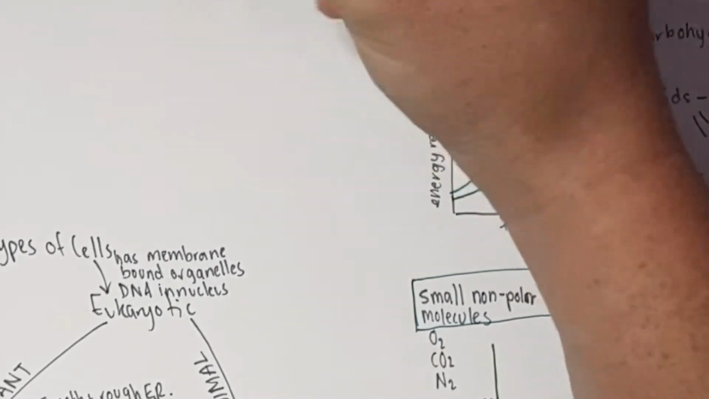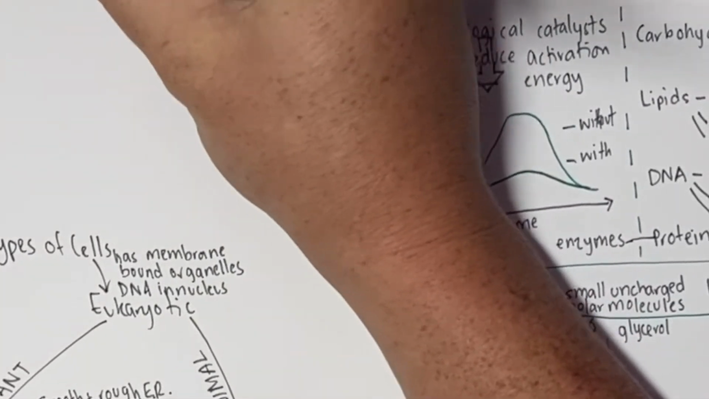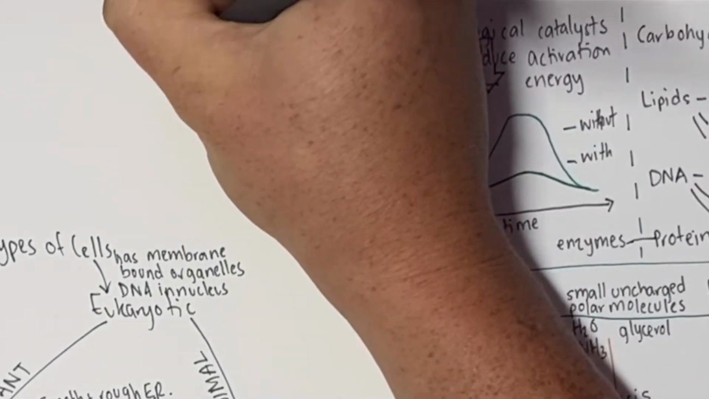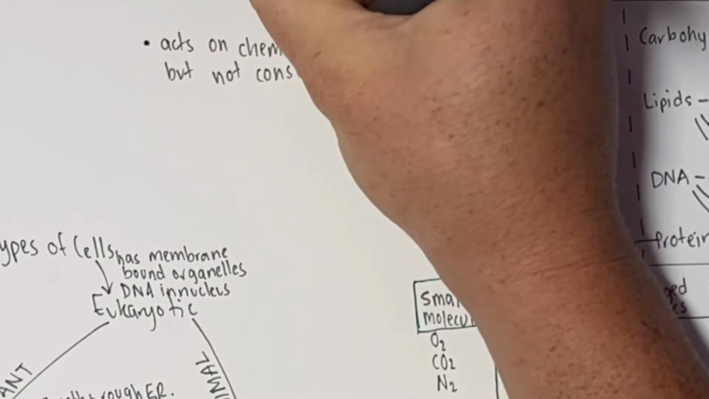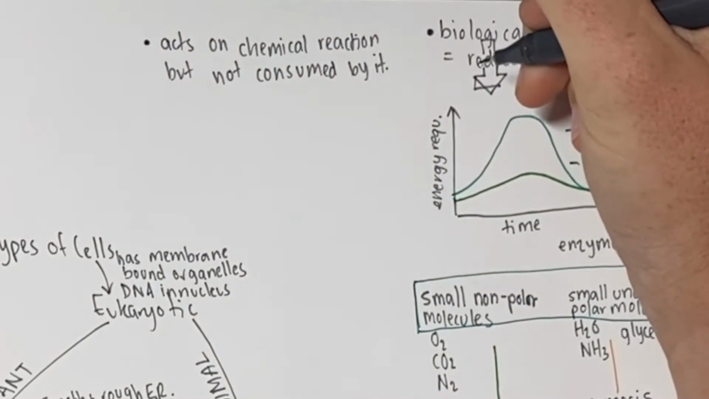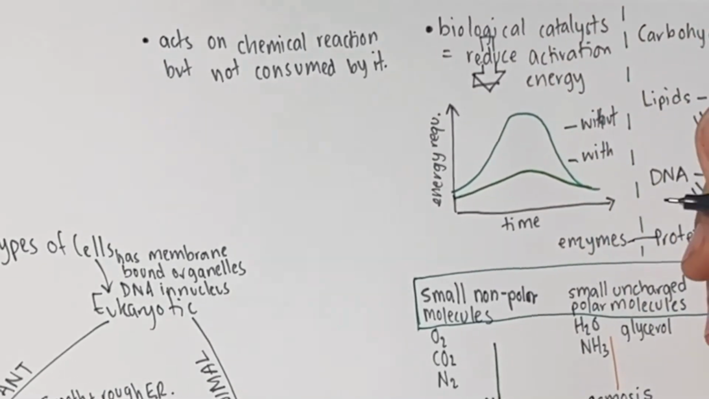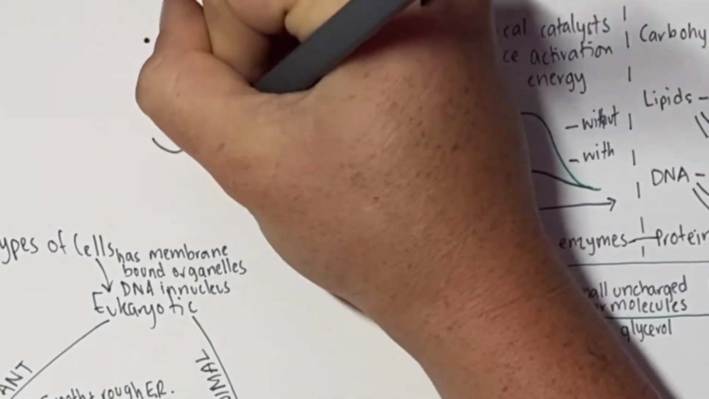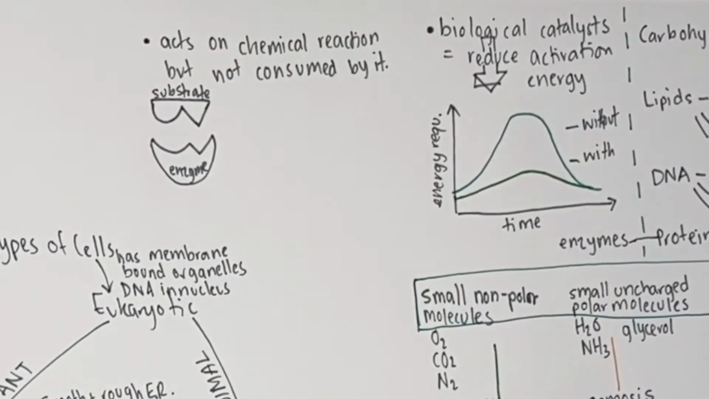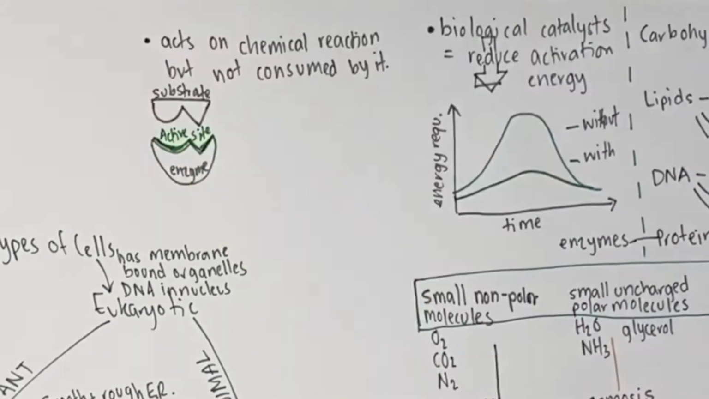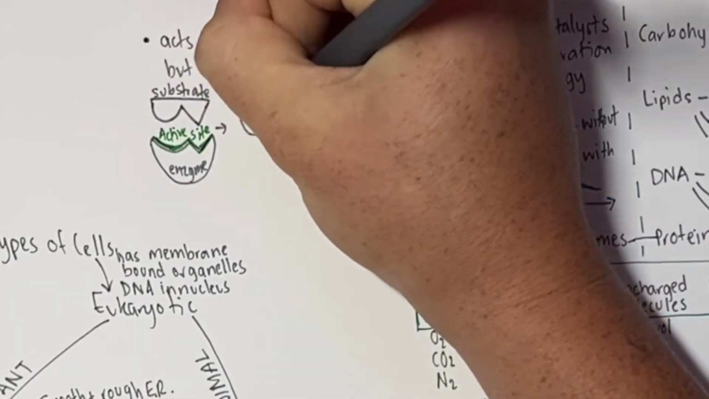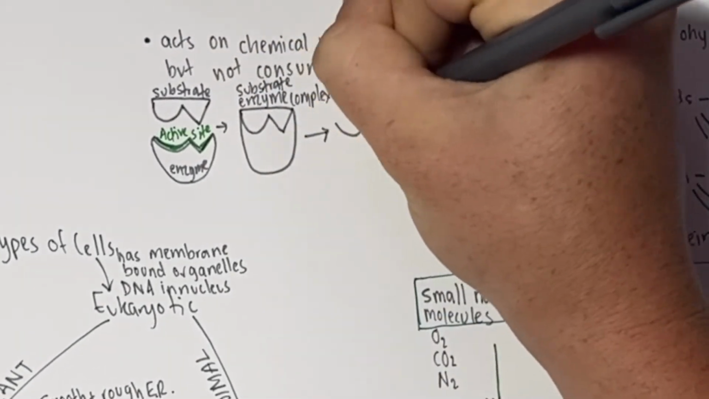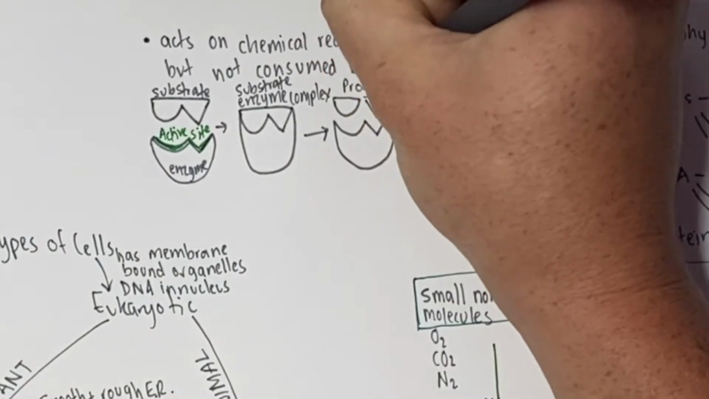The other key thing that we talked about with enzymes is that enzymes act on a chemical reaction, but they're not consumed by the reaction. What that means is they're able to be used over and over again, which is very useful for completing metabolic reactions. So when we look at the picture that I'm drawing below, we understand that enzymes have an active site which bonds with the substrate. The substrate, when it's bonded with the enzyme, is called the enzyme-substrate complex. The reaction happens and it produces two different products.